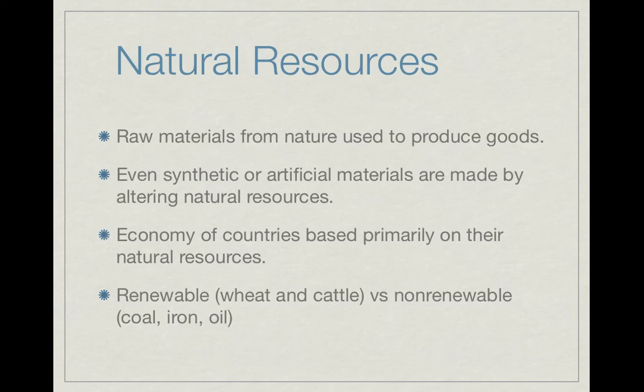Renewable resources are things that can be renewed easily, such as wheat, cattle. They can be reproduced. Other resources are considered non-renewable, even if technically they aren't non-renewable, such as oil or coal. It just takes so much time, and so the resource is limited and not likely to be remade in our lifetime. So coal, iron, and oil are just a few examples of non-renewable resources.